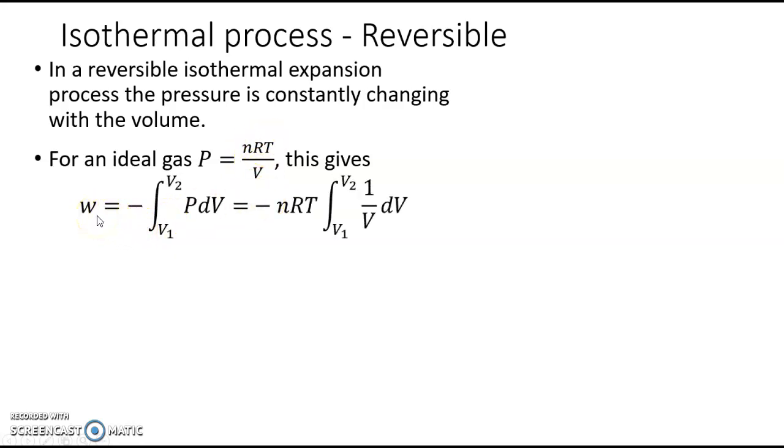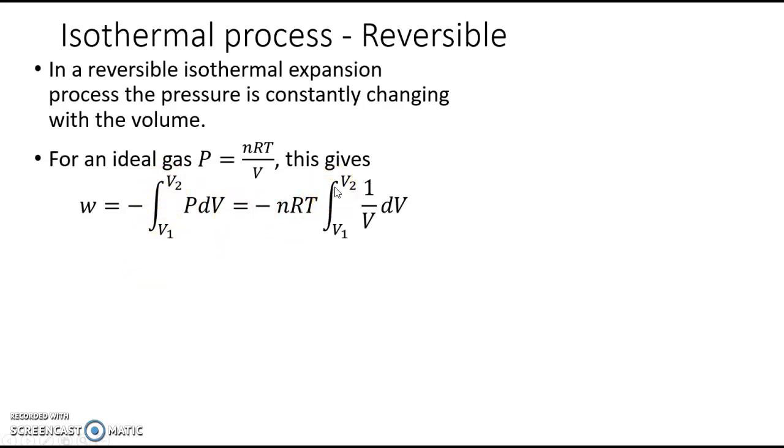So the work done, which was given as the negative of the integral from state V1 to V2 of P dV. We substitute for P, that's nRT. n, R, and T are constants. Number of moles is constant since it is a closed system. R is the gas constant. T is the temperature, and since we are considering an isothermal process, it's also a constant. So it can come out of the integral as well.